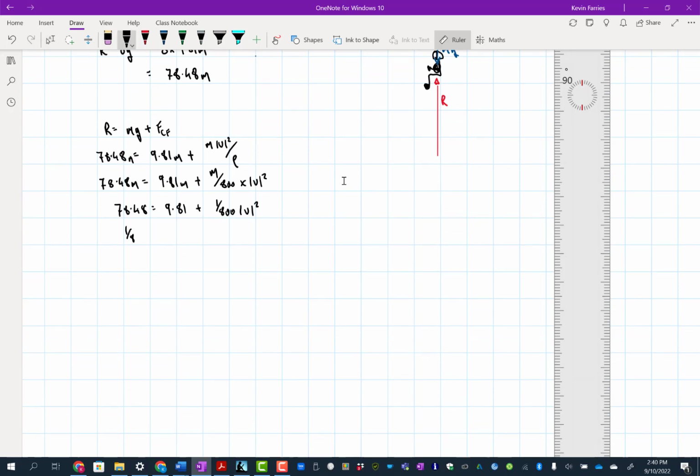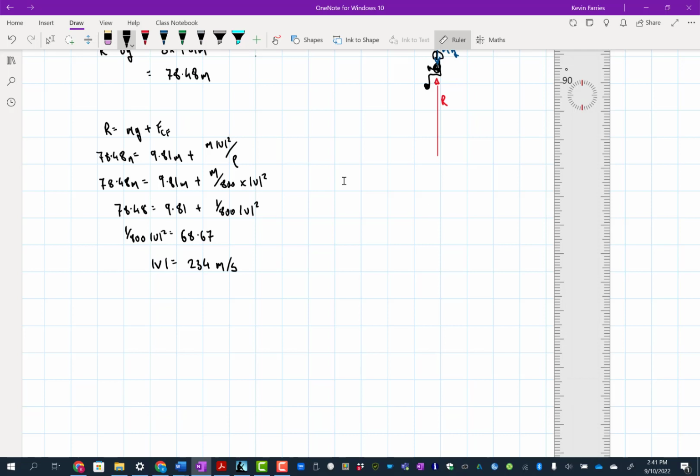Therefore 1 over 800 times speed squared is equal to 78.48 minus 9.81, which is equal to 68.67. So the speed is going to be equal to, we multiply both sides by 800 and then take the square root of that. It's going to be 234 meters per second, which is pretty fast. Although it is 8G they're feeling, so it would be pretty fast.